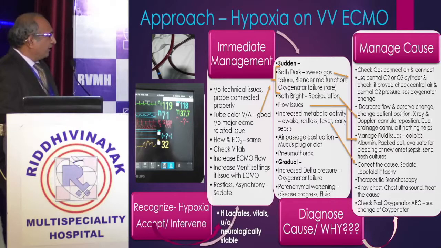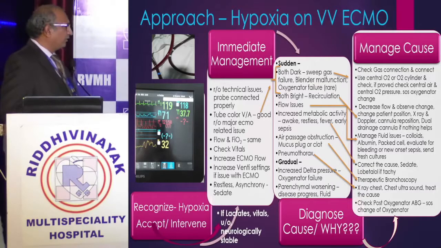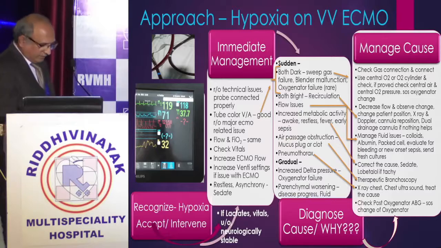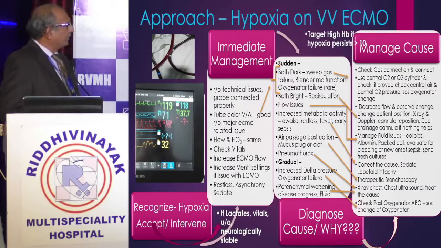you can have air passage obstruction, mucus plug or clot, and if the lung is contributing, that can lead to hypoxia because the lung contribution goes down. In that case, you might need to do therapeutic bronchoscopy. If there is a significant pneumothorax, you might need to put an ICD. All of that you can diagnose with the help of chest X-ray and ultrasound of the chest. If the hypoxia is gradual, it can be related to an increase in the delta pressure or oxygenator failure, or it can be because of parenchymal worsening.